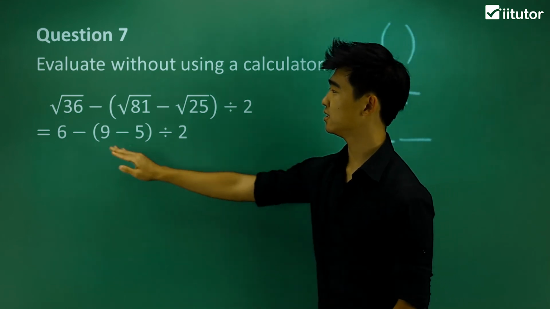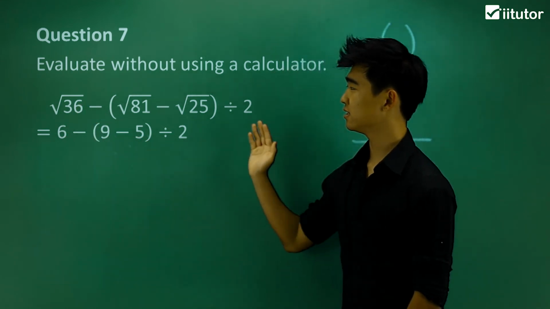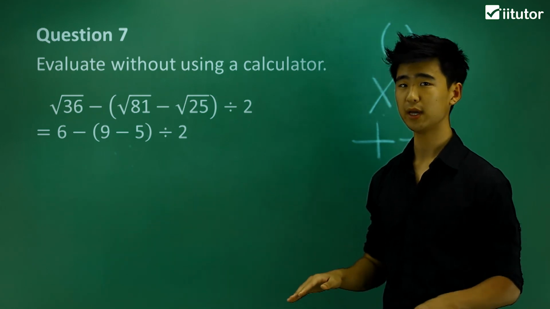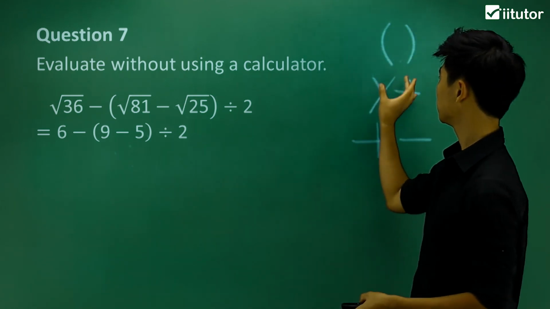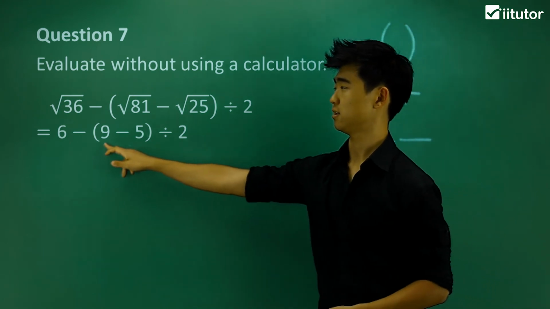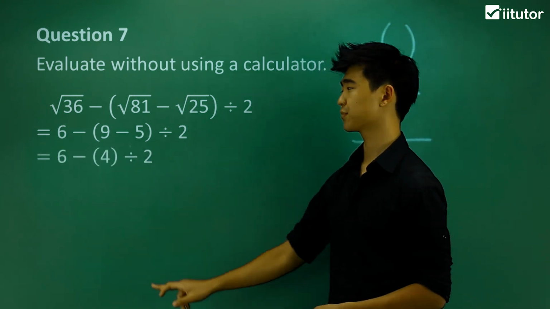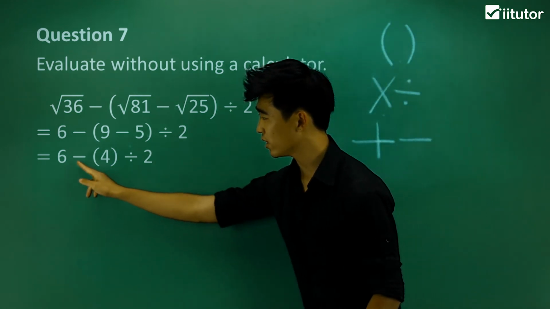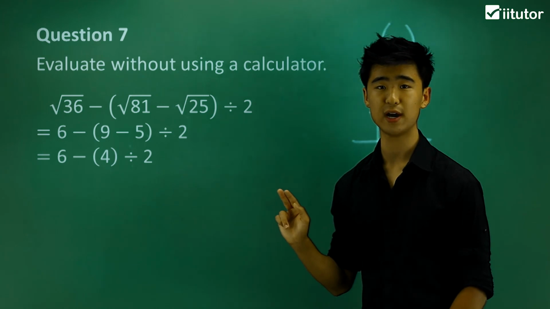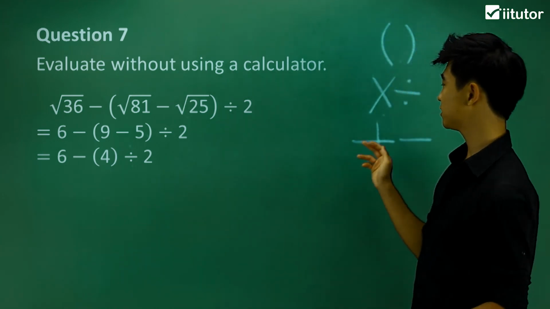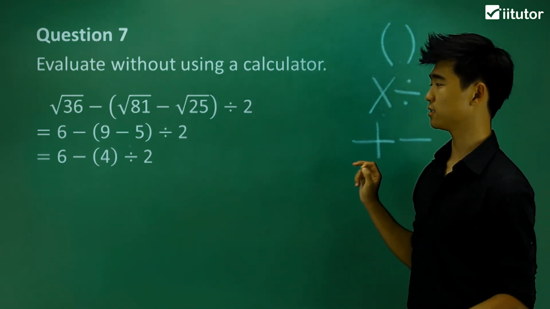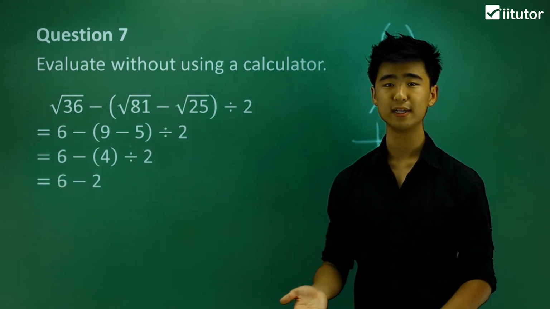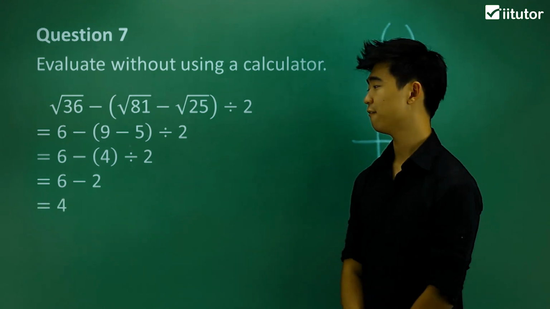So what I mean is, square root of 36 is 6, square root of 81, and square root of 25. I want you to just calculate what it is. Okay, and now we're given this. So bracket first, let's calculate what's in there. Okay, 9 minus 5 is just 4. Okay, now we have minus and we have a divide sign. So which one should we do first? Obviously, we should do divide first. So 4 divided by 2 is simply 2. And then finally, 6 minus 2 is 4.